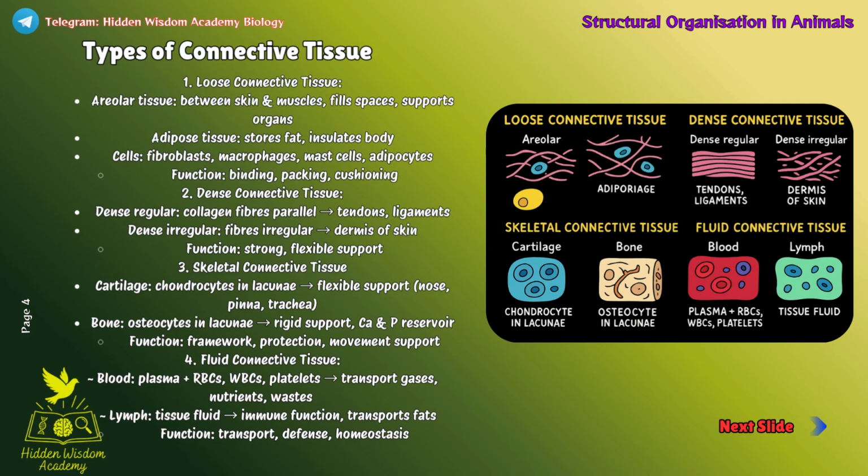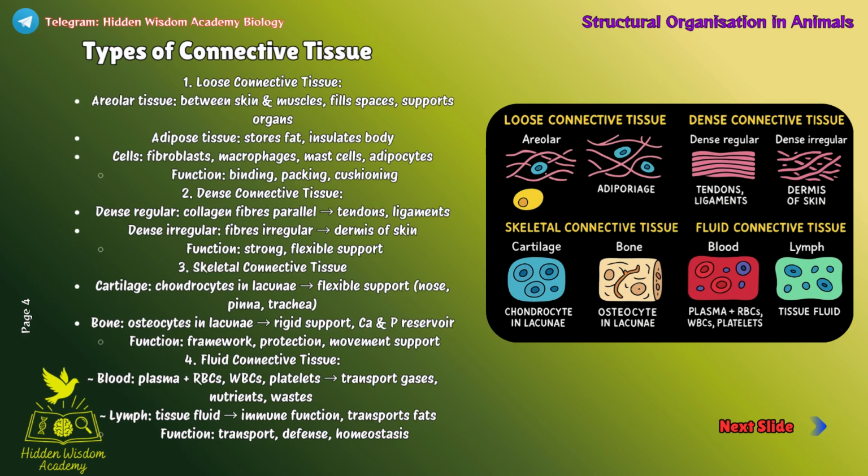Second, dense connective tissue. Here, fibers are tightly packed for strength. If fibers run parallel, it's dense regular, like in tendons and ligaments. If fibers are irregular, it's dense irregular, like in the skin's dermis.